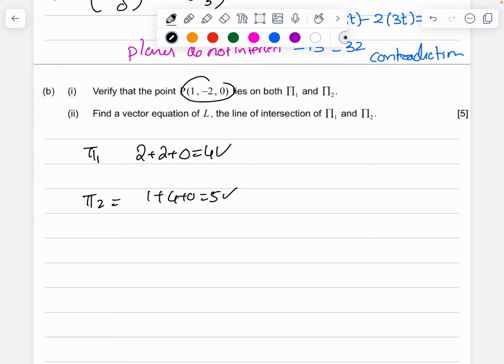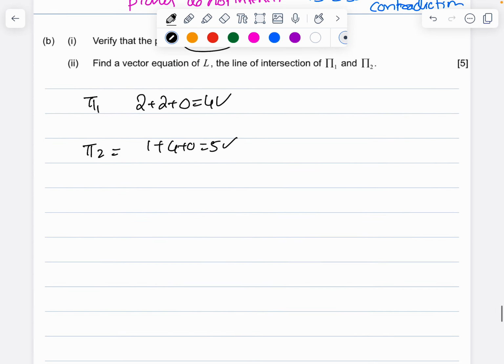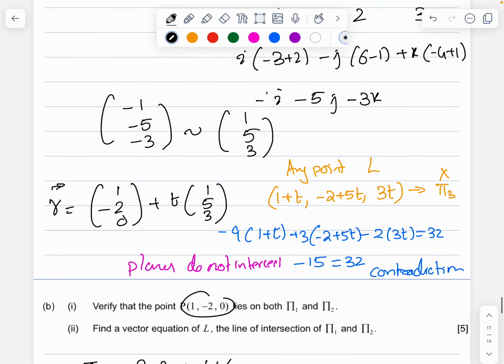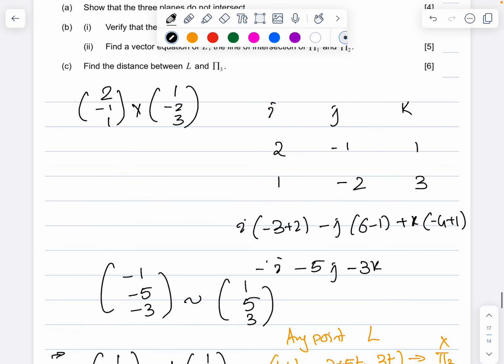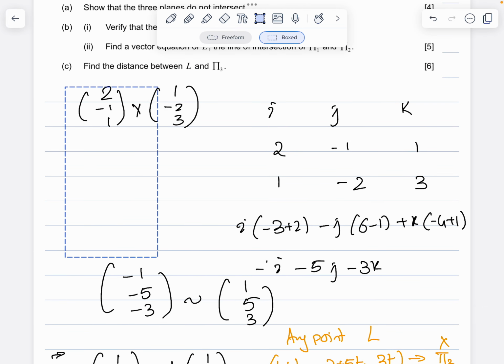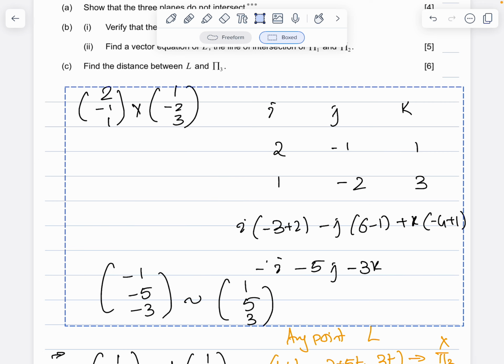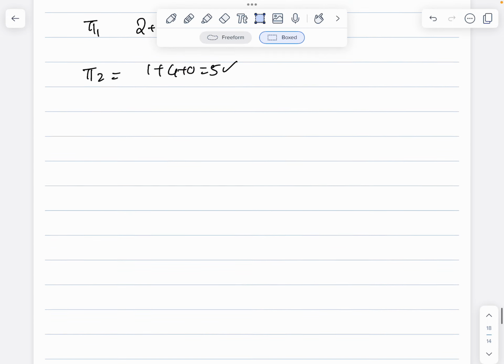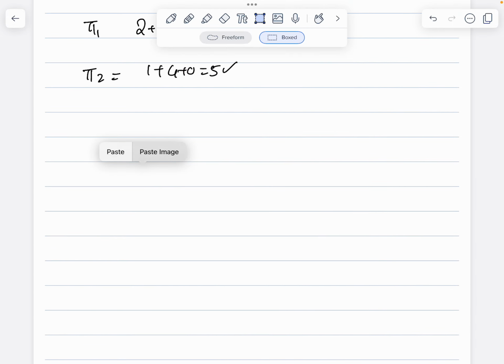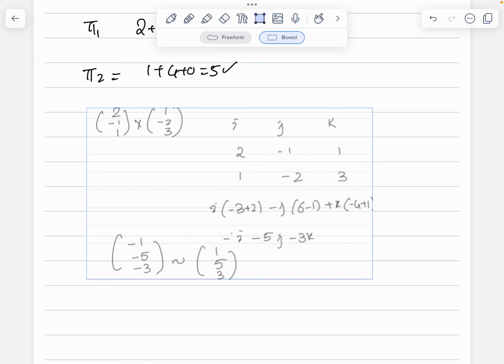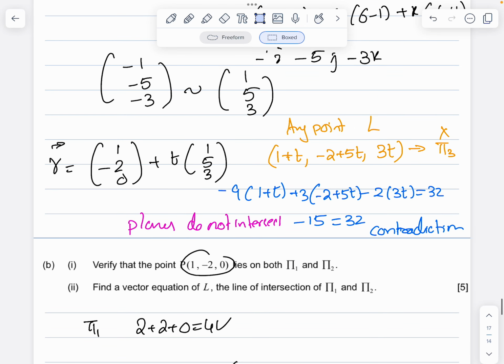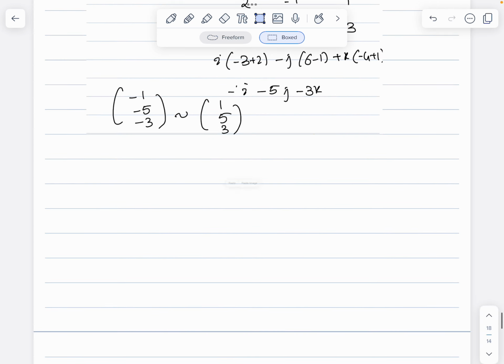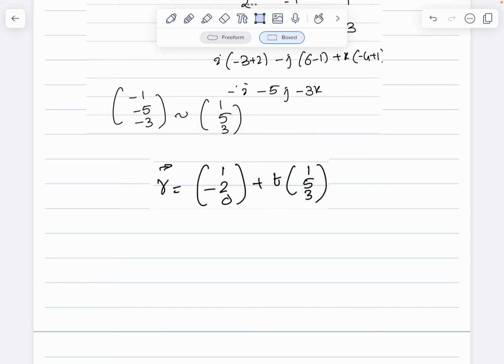Find a vector equation of a line which is perpendicular to L, pi 1 and pi 2. We have already done this one over there, so we can just copy paste over here. So I get the direction first. Once I get the direction, then I know it is passing through this point. So therefore, this is the equation of the line L. That is the answer for that part.